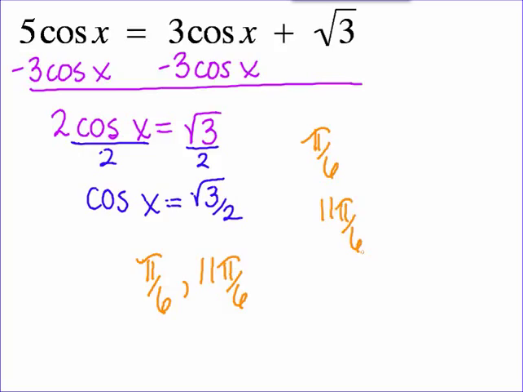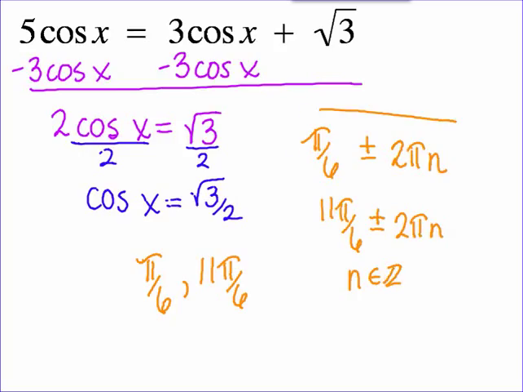What's my answer going to be? Pi over 6 plus 2 pi n, and then 11 pi over 6 plus 2 pi n, where n is an element of the integers. And there you go. Is it always 2 pi n? Pretty much, it's always 2 pi n. There might be a time, and that's what we're going to talk about, when you might only add pi n.